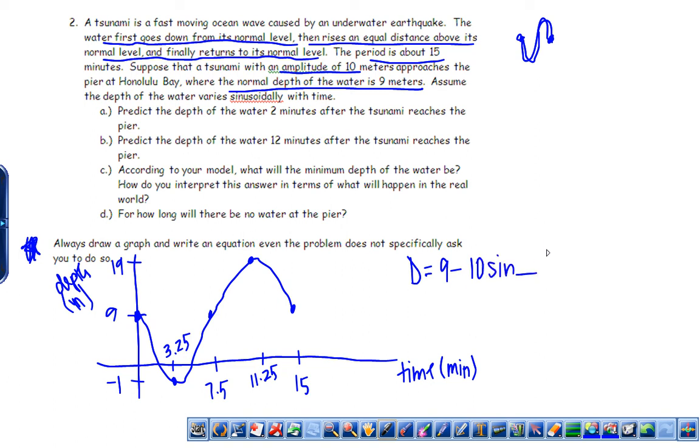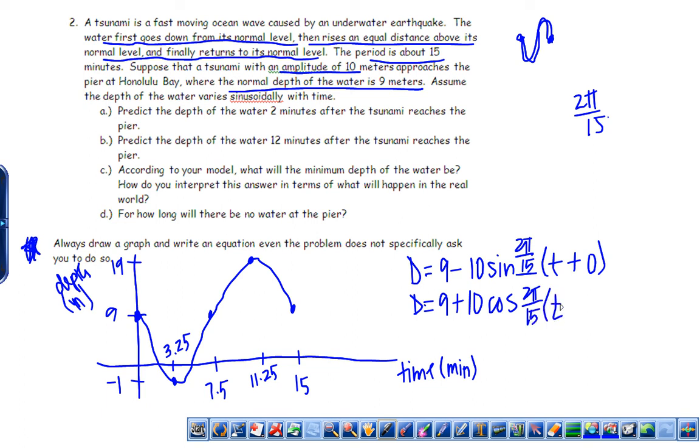And then my b value. Since I'm starting at 0, you can do t plus or minus 0, or you don't even have to do the 0 at all. So I've got a cycle of 15, so that's going to be 2 pi over 15. And that doesn't reduce. For those of you who want to do cosine, how about we start right here at 11.25, so we can do a positive 10. So this is 2 pi over 15. And this is going to be t minus 11.25. And again, either one of these will work to get your same equation.